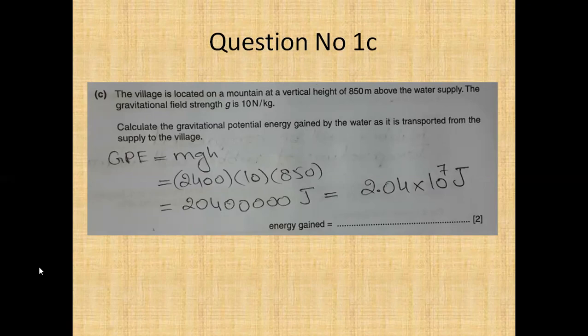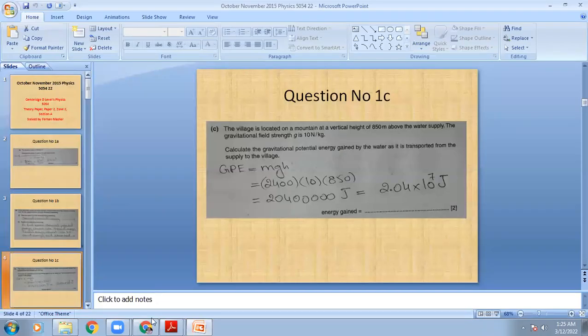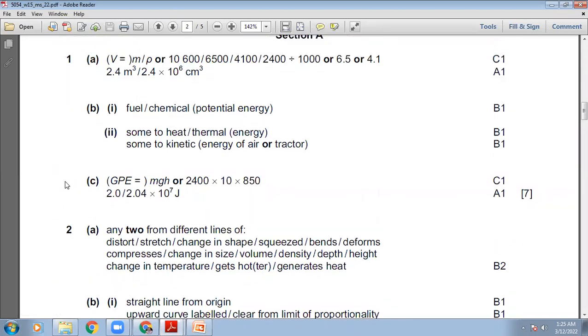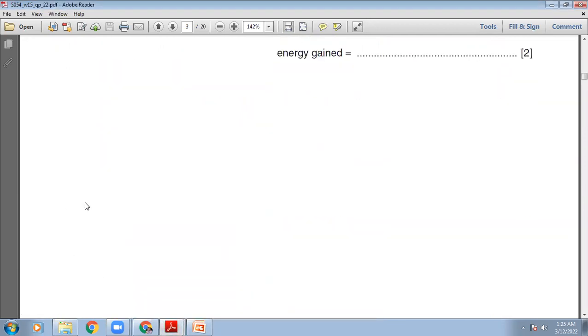So let's have a look at the marking scheme. What the marking scheme says, 2 × 10^7 joules is the right answer. So our answers are right. So we are done with question number 1. So let's move to the next question.